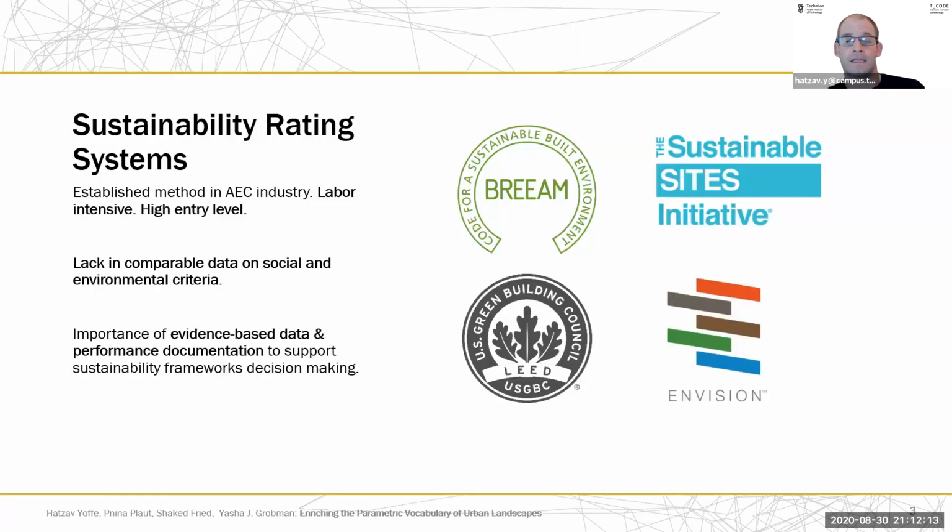Three decades passed since the adoption of sustainability rating systems by the AEC industry as standard methods for sustainable development evaluation. Despite sustainability frameworks' abundance, performance evaluation in landscape architecture still lacks comparable data on social and environmental criteria, as well as extensive evidence-based research compared to other disciplines. This lack stresses the importance of generating empirical-based evidence and performance documentation to support sustainability frameworks and to guide landscape design and decision-making.